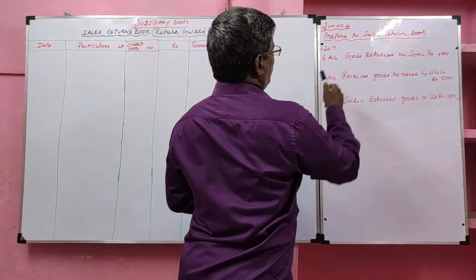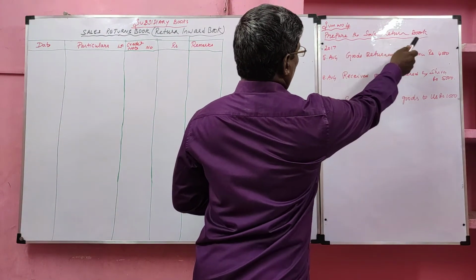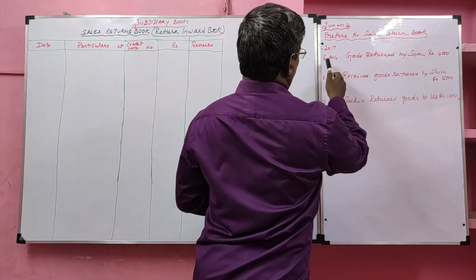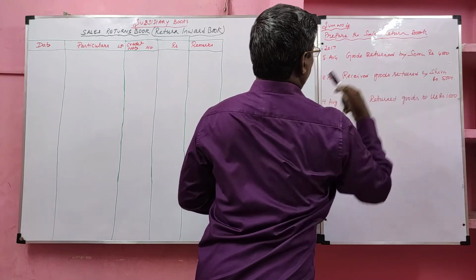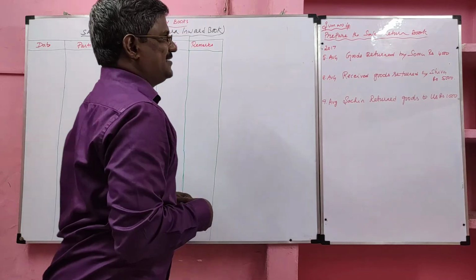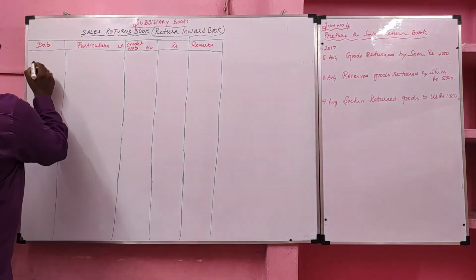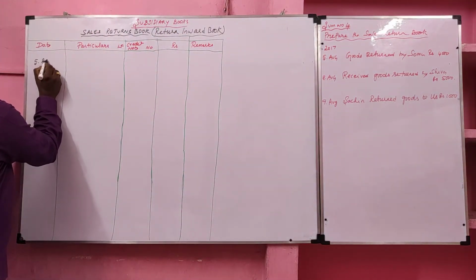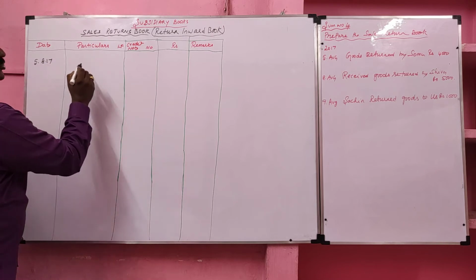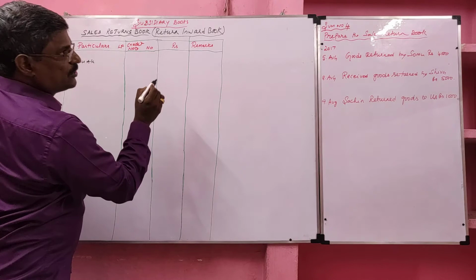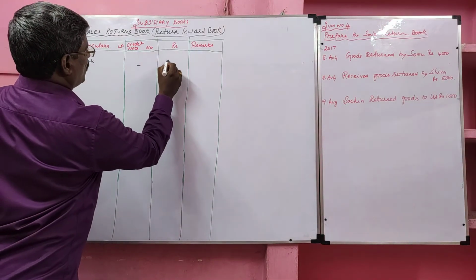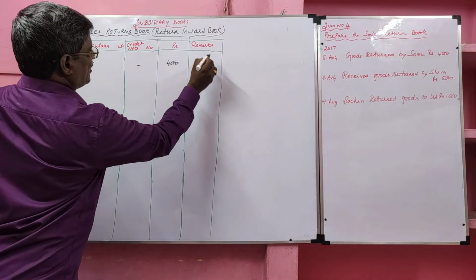Sum number 4. Prepare the sales return book. 2017, 5th August, goods returned by Somu. When the customer returns the goods, it is called sales return. On 5th August 2017, goods were returned by Somu. How much worth of goods? 4,000 worth of goods. Reason not given.